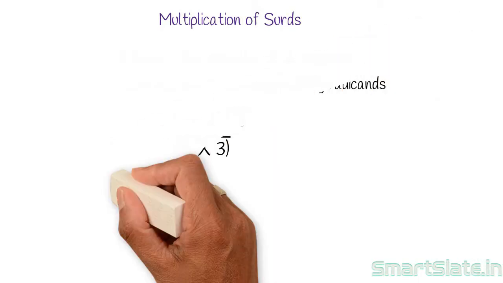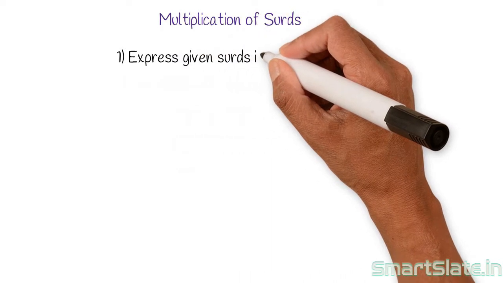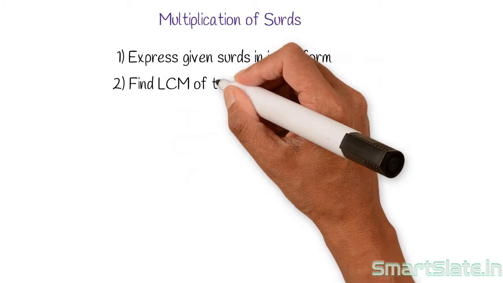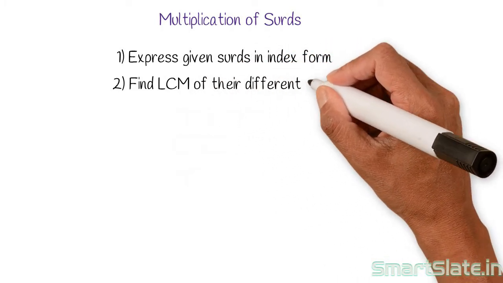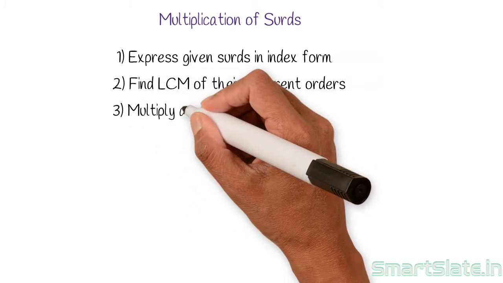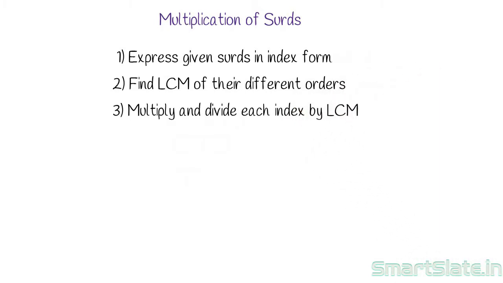Now let's learn multiplication of surds when their orders are different. You have studied in your previous classes that surds can be expressed in index form. The first step is to express the surds in the index form. The second step is to find the LCM of the different orders of the surds. And the third step is to multiply and divide each index by the LCM and simplify.